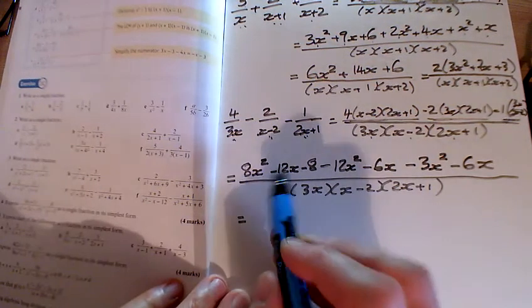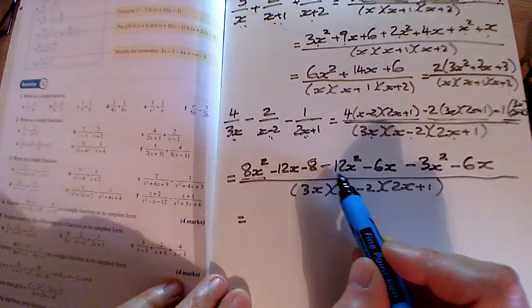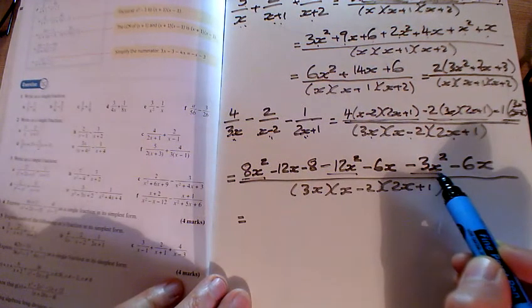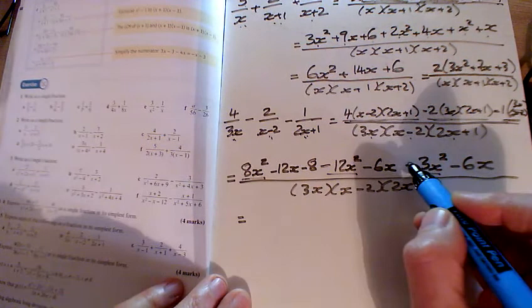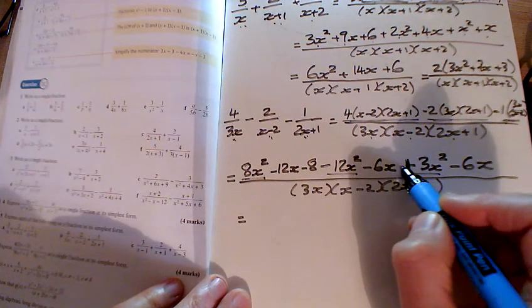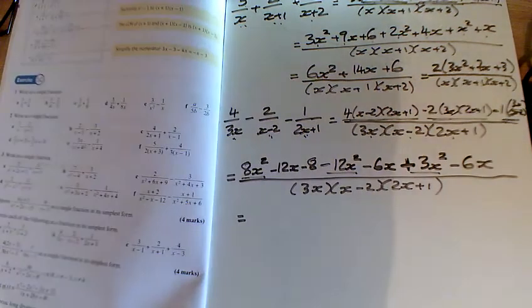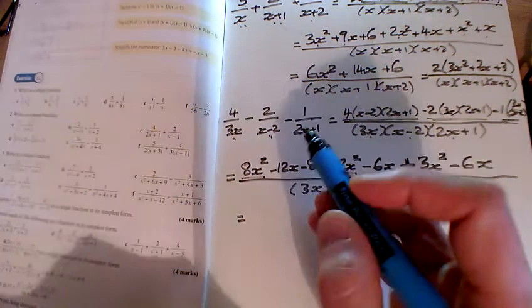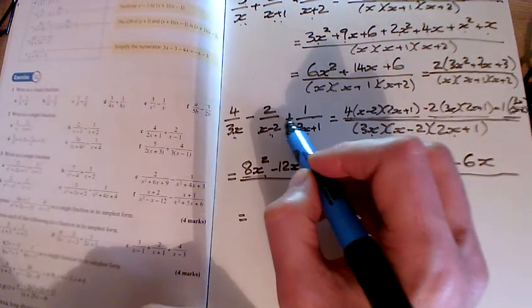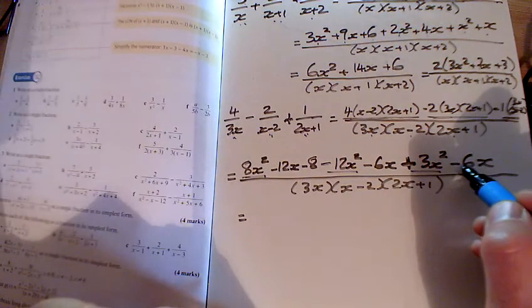Last bit then, I've got 6x squared minus 8x squared minus 12x squared minus another 3. So that should be plus there, shouldn't it? And I've just realised that error came from me writing the question down wrong. I'm not doing all that again. So there's a plus there, sorry about that. So that should be plus there.